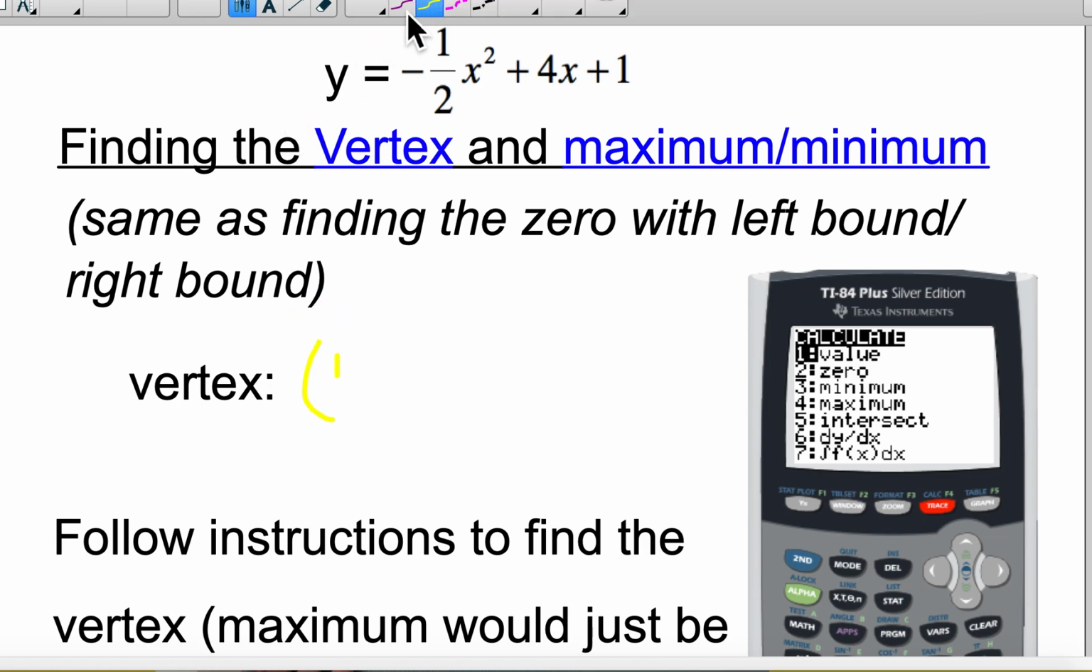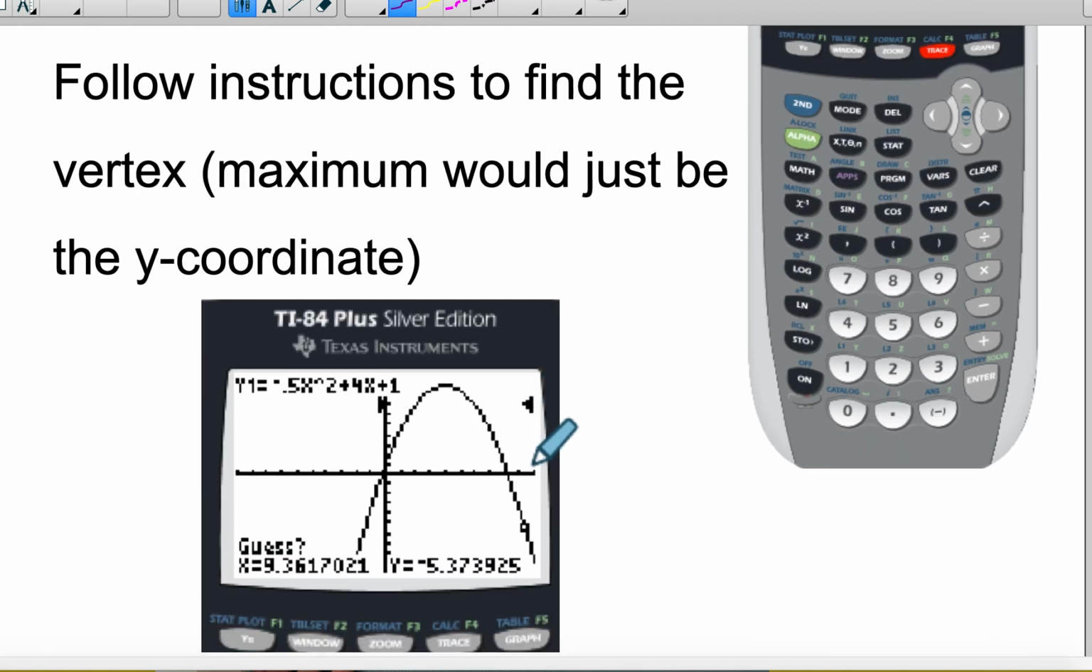Oh, that's yellow. That's tough. Okay. The vertex we write as a coordinate point, so you do need a parenthesis. (4, 9), just like that, right? And that would be it. Now, if we ask for the maximum value, it would just be 9 because that is the highest y value that my parabola will ever reach. We don't worry about the 4, right?